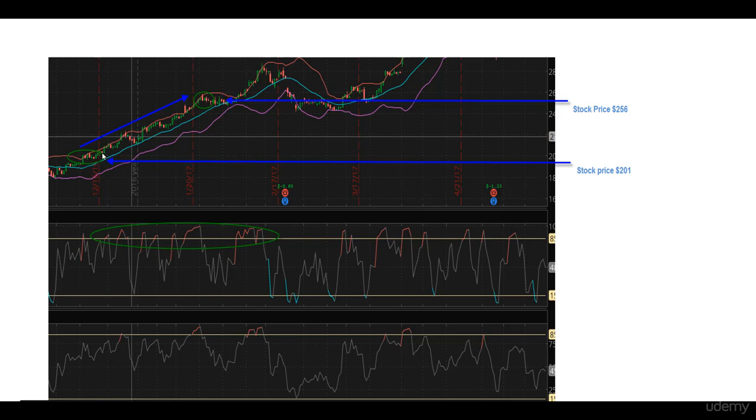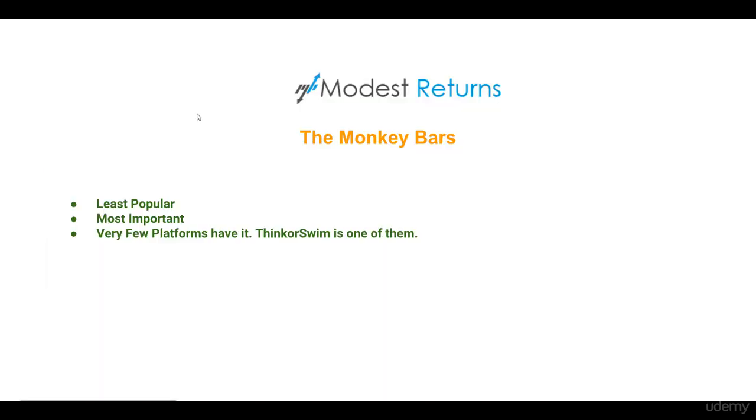That's because you saw in the Bollinger Band, it was on the upper end of the Bollinger Band, the RSI was overbought, but the price kept going up and up and up. This is exactly the problem that we are going to fix using monkey bars. They are actually the least popular and probably very important. Very few platforms have monkey bars in their analysis tool. Thinkorswim is one of them.